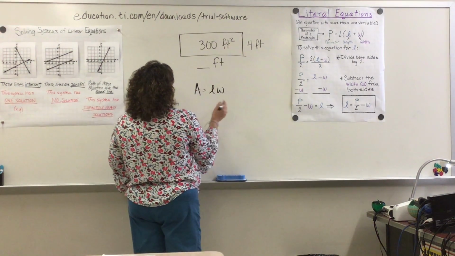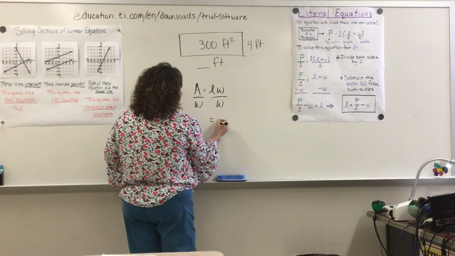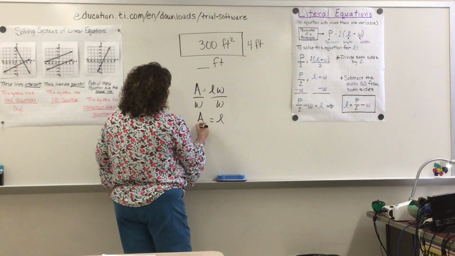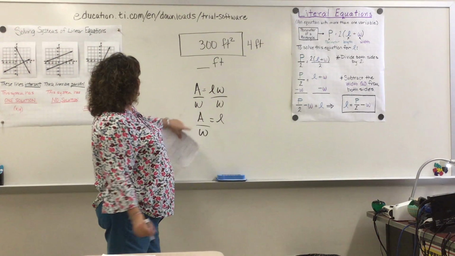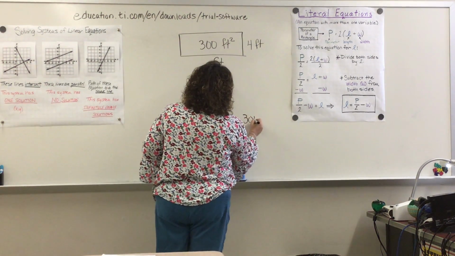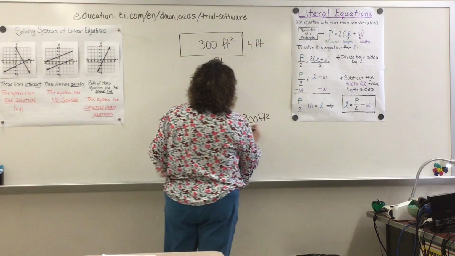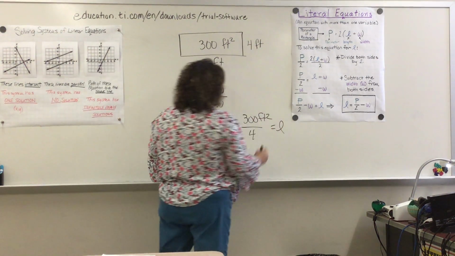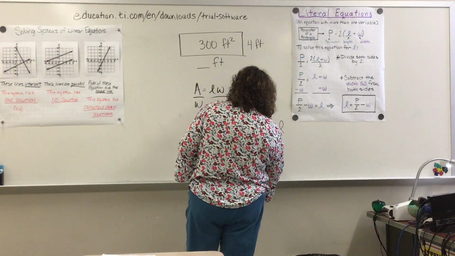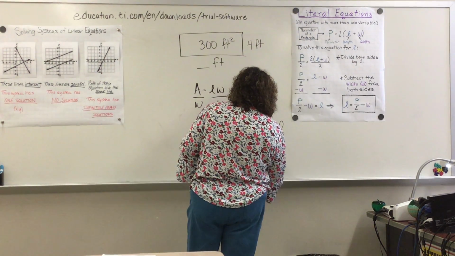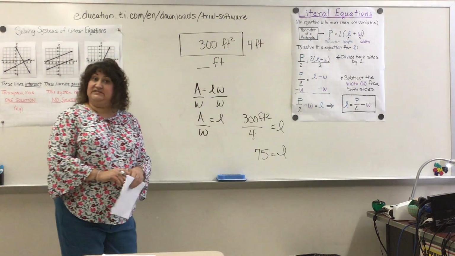I'm going to call that the length, so I'm going to divide by W, and then it says that my length is equal to my area divided by the width. Then I can solve that, right? Because I know the area. My area is 300 feet squared. And I know my width, that's 4. And with that, I should be able to solve for length. 300 divided by 4 would be 7 with 2 left over. And then 4 and 2 would be 5. So my length would be 75 feet, right?